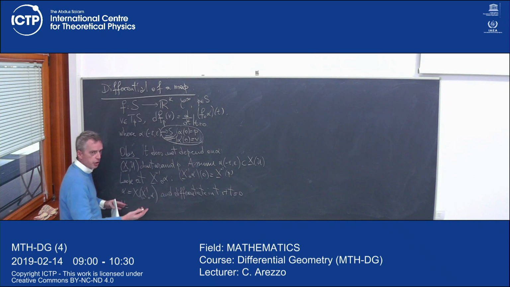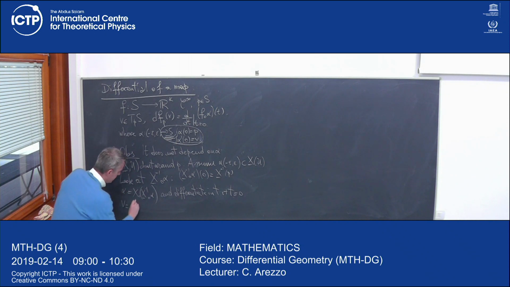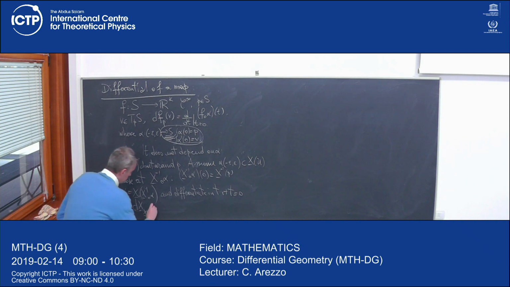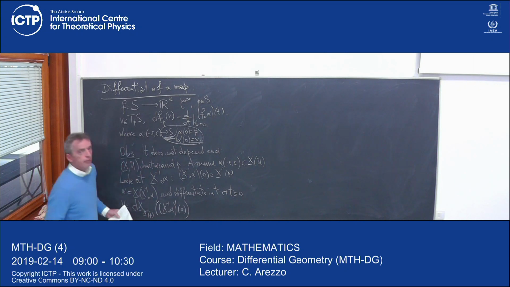So this is by definition dx at the point x minus 1 of P, of which vector? Well, of something. Actually, there is no better way at the moment to write it than just like this. Of this vector. Okay?